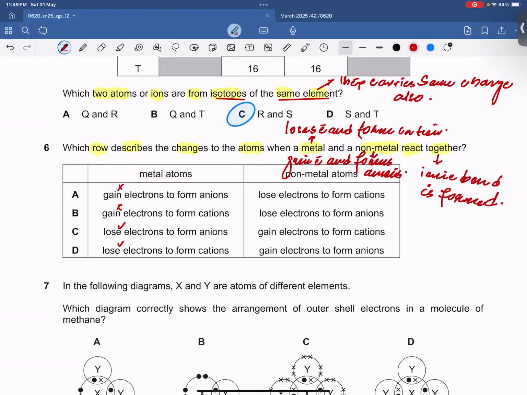All right, so a metal atom never gains electrons, it always loses electrons. A non-metal atom never loses electrons, it always gains electrons. So when metals lose electrons, obviously they cannot form anions. Metal always forms cations. Non-metal, when it gains electrons, always forms anions, which is why D is going to be the right answer. Okay, that's a very basic piece of information.